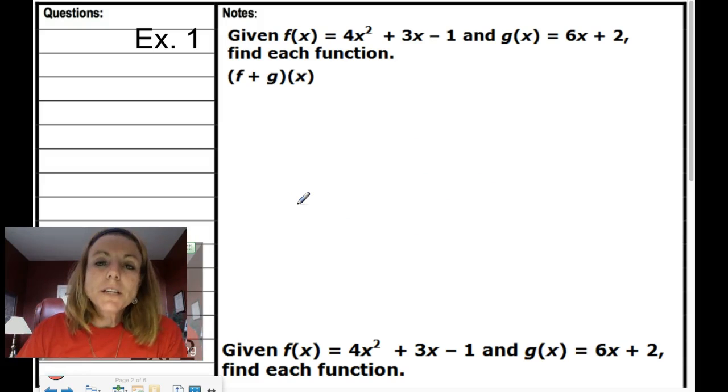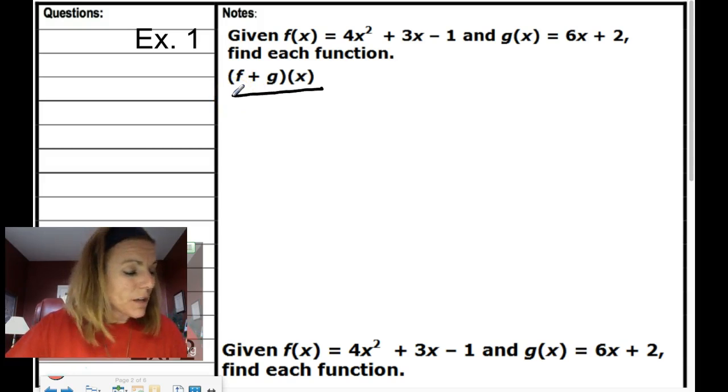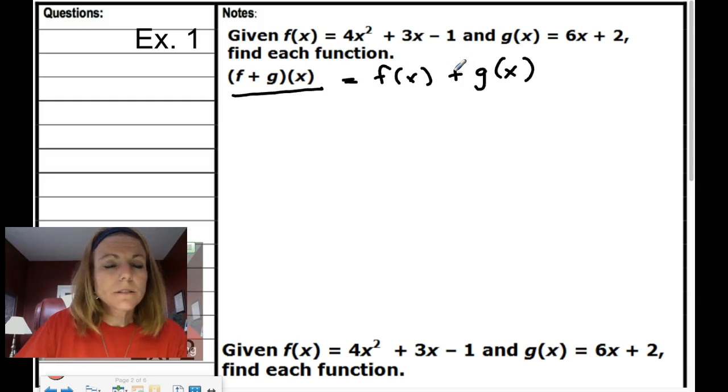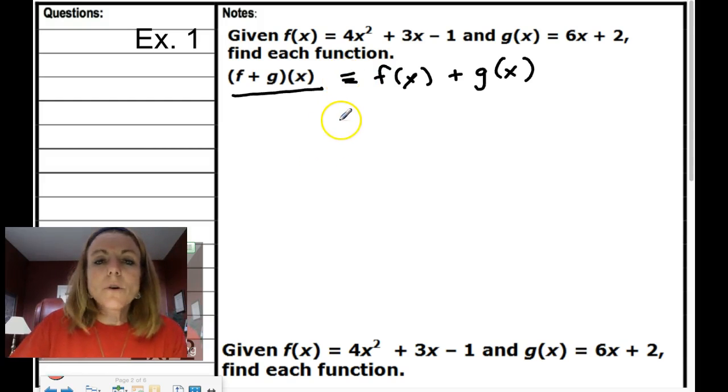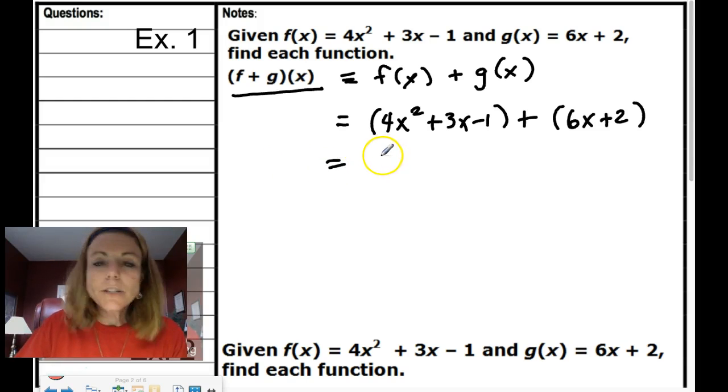We're given a function, f of x and g of x, and we're going to add those two functions together. That is the same thing as saying f of x plus g of x. That's exactly what it's saying. We're going to add the two functions together. And so let's do that. We have f of x is 4x squared plus 3x minus 1 plus g of x, which is 6x plus 2.